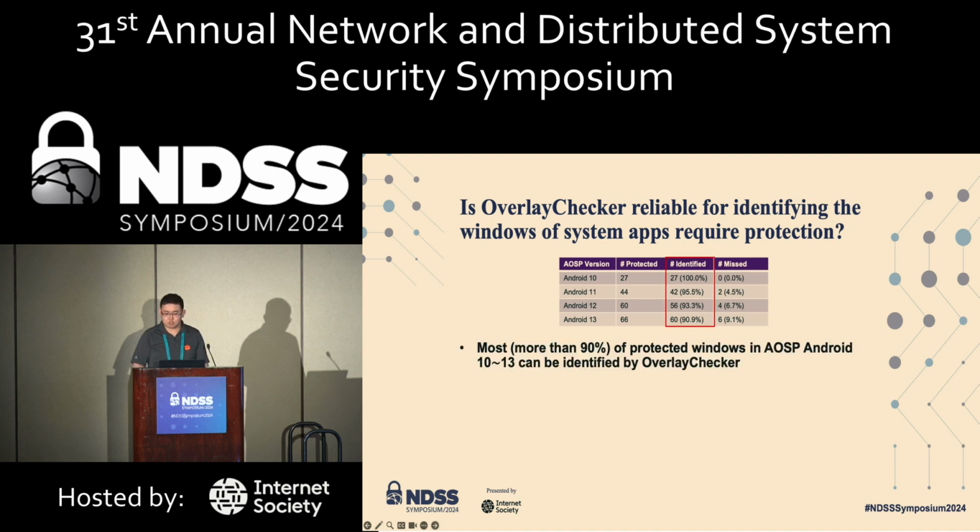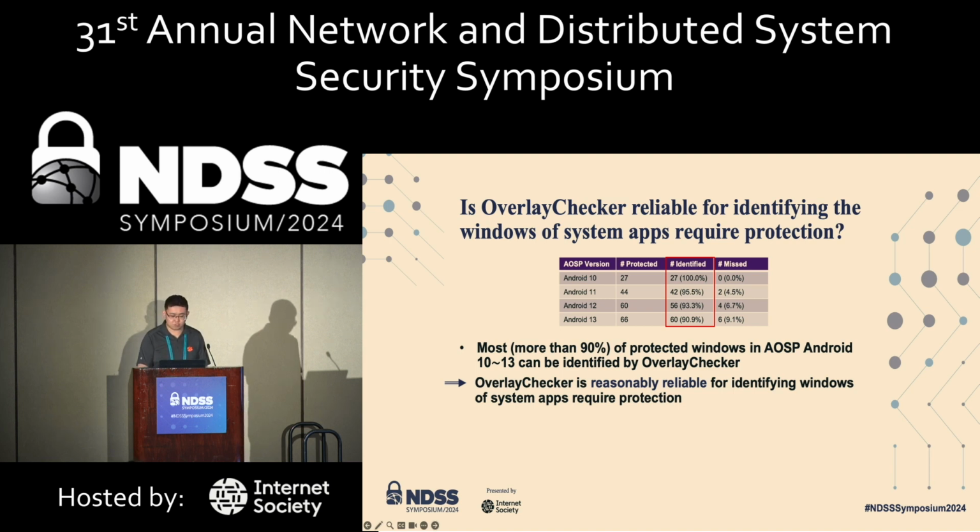As the results in the table show, more than 90% of protected system app windows in AOSP can be identified by OverlayChecker. Accordingly, OverlayChecker is reliable for identifying system app windows that require protection.